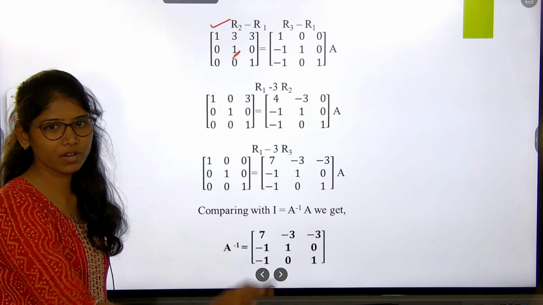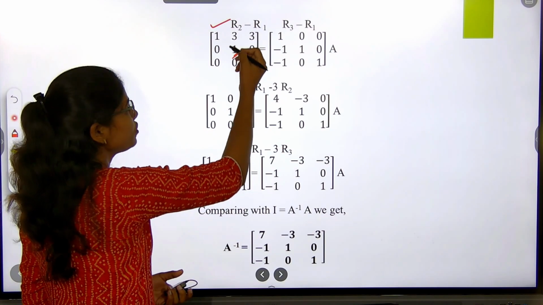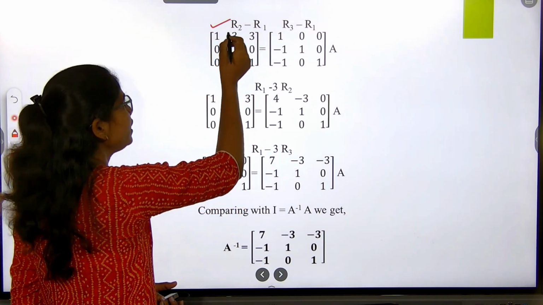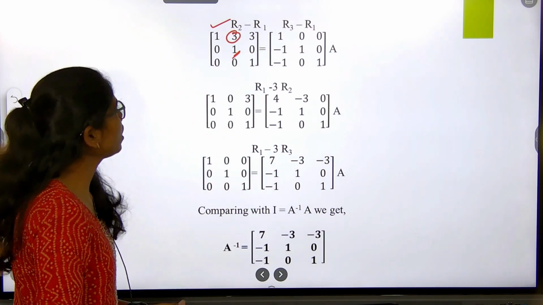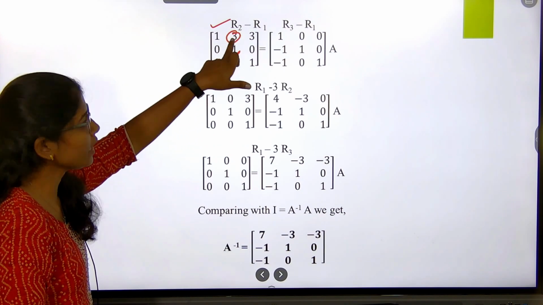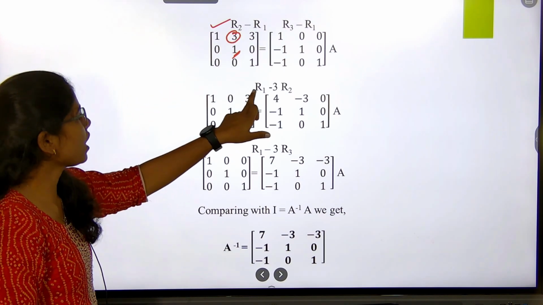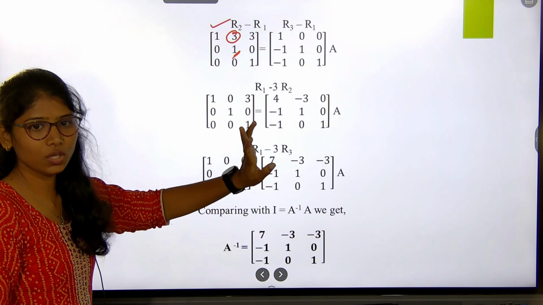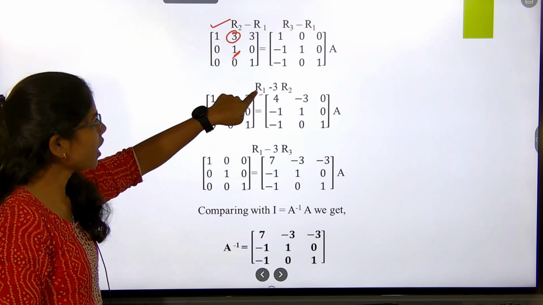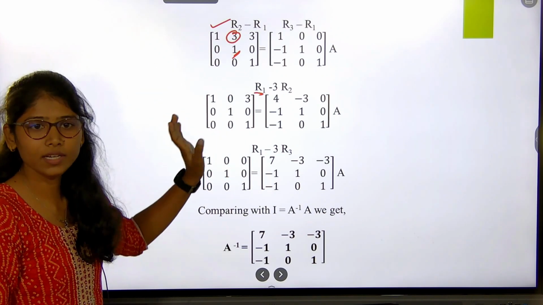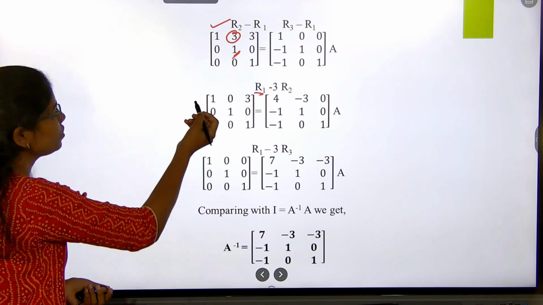So it is already 1. So the other element should be 0. So make 3 as 0. For making 3 as 0, we use the row operation R1 minus 3 R2. So we are doing changes in R1. So write down R2 and R3 as it is, okay, and do changes in R1.